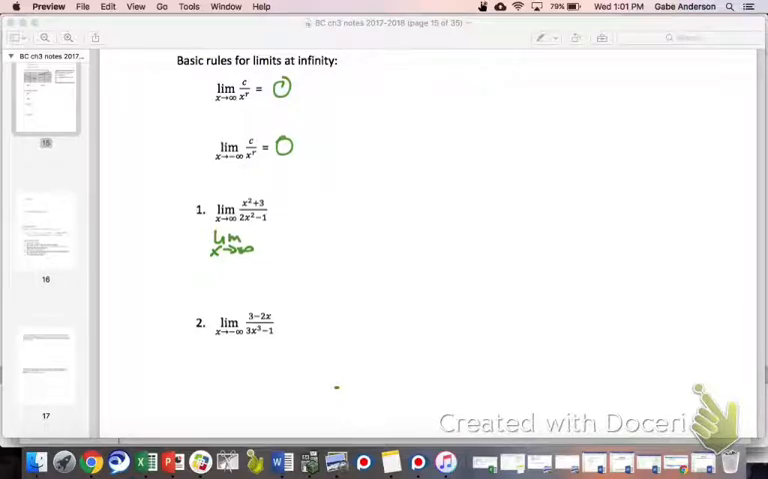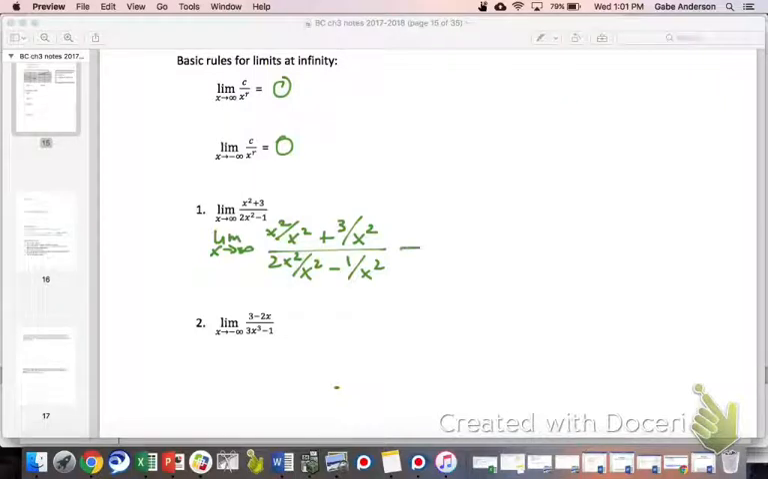You divide every single term by that variable you found in the denominator. So it would be x squared over x squared plus 3 over x squared, all divided by 2x squared over x squared minus 1 over x squared. So if you just divide every single term through by that degreed variable, then you get a bunch of cancellations.